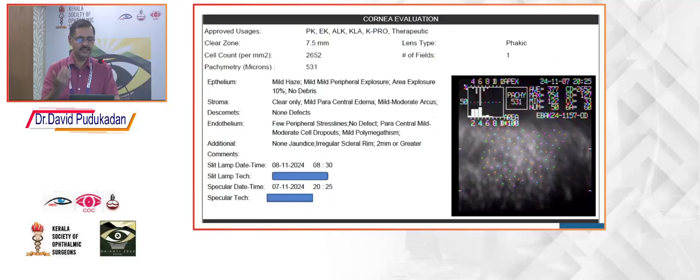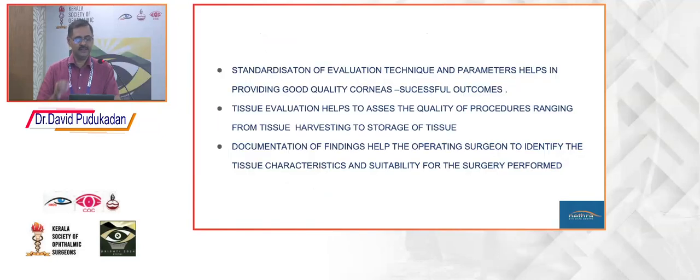So when a surgeon receives the form, the main findings of cornea tissue evaluation will be available for the surgeon. The specular evaluation findings also will be issued to the surgeon. So finally, the standardization of the evaluation technique and parameters helps in providing good quality corneas and thereby successful outcomes. Tissue evaluation helps to assess the quality of the procedures ranging from tissue harvesting to the storage of the tissue. Documentation of findings helps the operating surgeon to identify the tissue characteristics and suitability for the surgery performed.